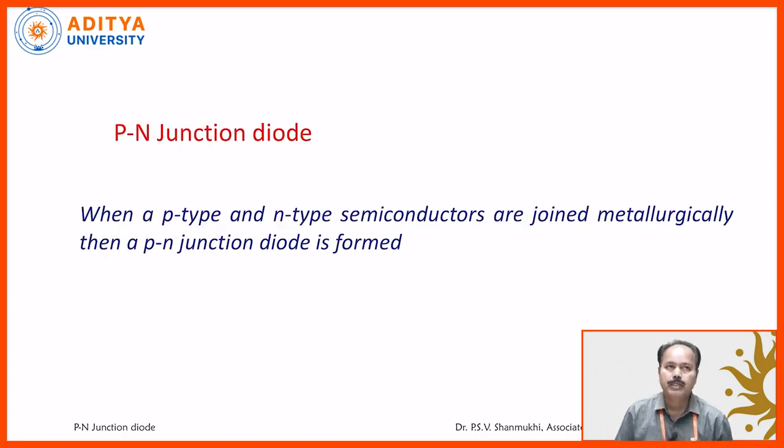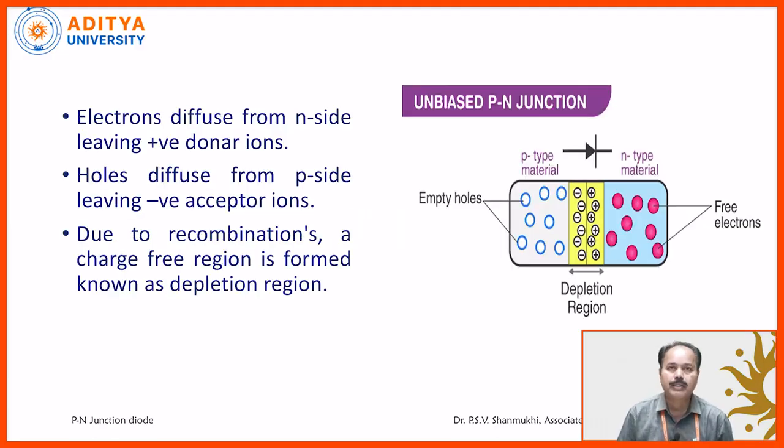Coming to a PN junction diode, when P-type and N-type semiconductors are joined metallurgically, a PN junction diode is formed. Generally, P-type and N-type semiconductors are joined together, not mechanically but metallurgically, and the PN junction diode is formed. So how is a PN junction diode formed? Coming to that.